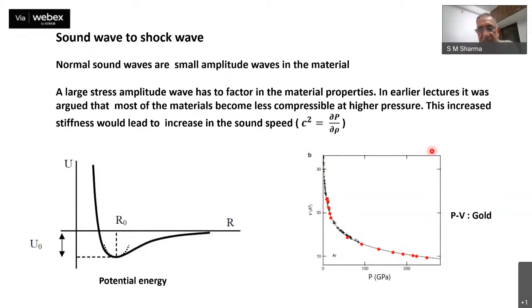We noted, as I said, that materials become less compressible as they are compressed to higher and higher pressures. This increased stiffness would lead to increased sound speed. So as you compress the material more and more, as the derivative of the pressure with the density increases, the sound speed increases. And therefore a wave would have a lot higher speed, since it represents a higher compression.